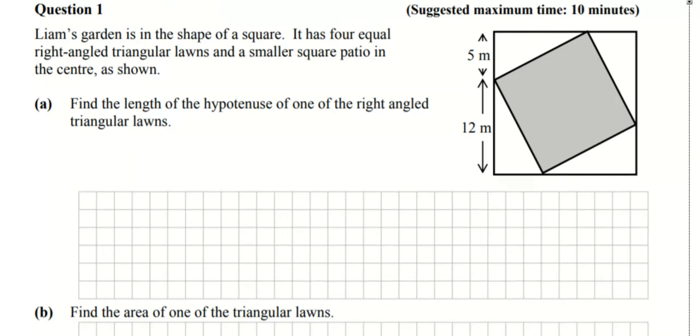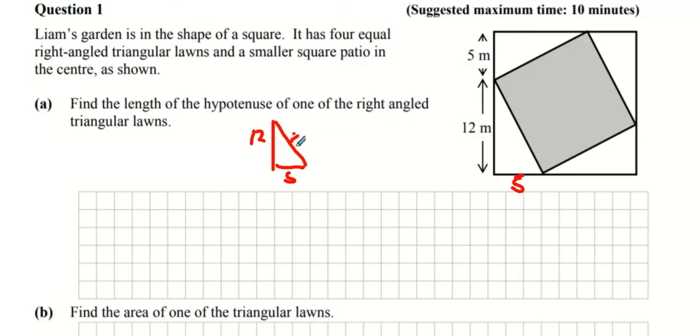The shape of a square. He has 4 equal right-angled triangle lawns and a small square patio in the centre. Find the length of the hypotenuse of each one. So it's a 12 by 5 triangle, 12 across and 12 down, 5 across.